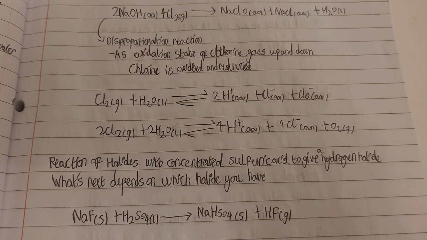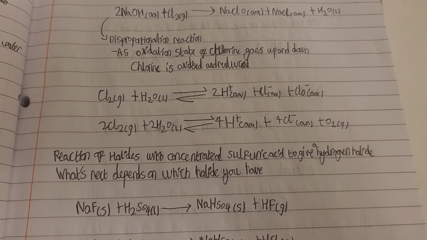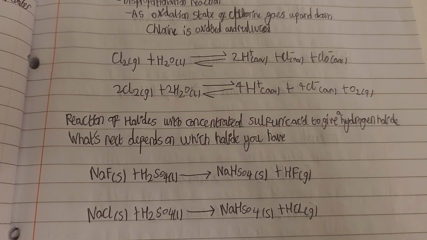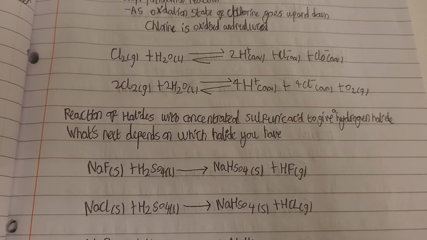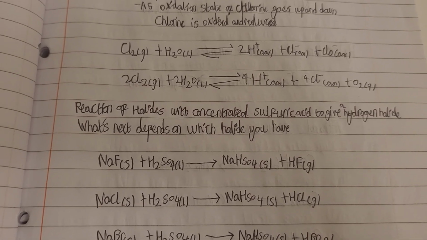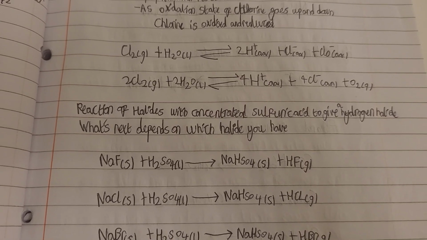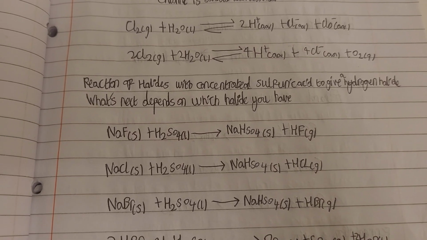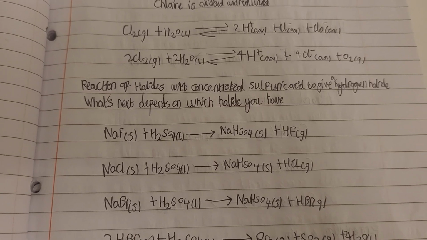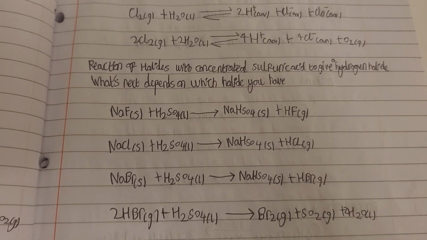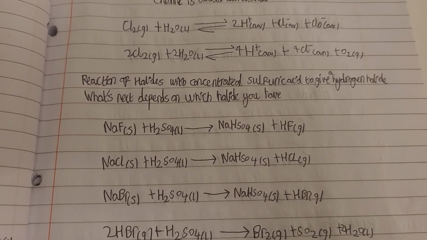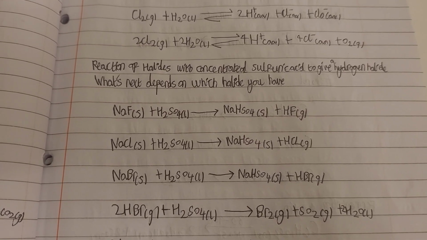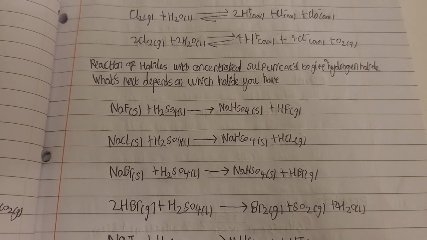Now the reaction of halides with concentrated sulfuric acid to give a hydrogen halide. What's next depends on which halide you have. So NaF solid plus H2SO4 liquid gives NaHSO4 solid plus HF gas. NaCl solid plus H2SO4 liquid to form NaHSO4 solid plus HCl gas. NaBr solid plus H2SO4 liquid to form NaHSO4 plus HBr gas.